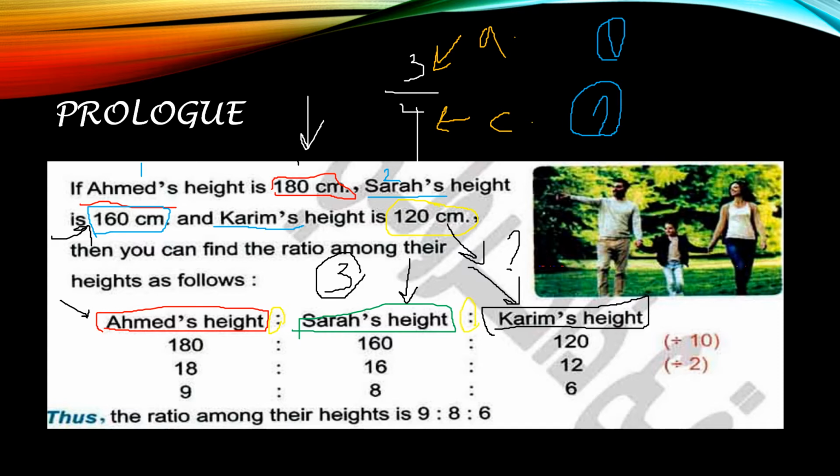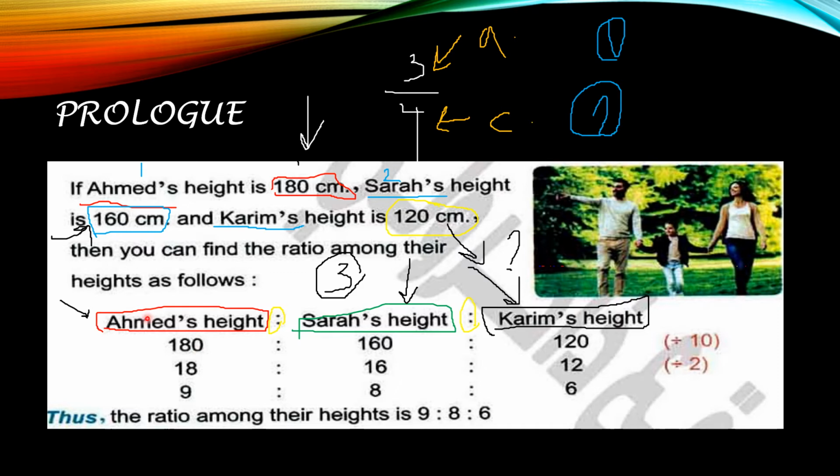So we have the ratio signs. This means Ahmed's height to Sarah's height to Kareem's height, which is the same as Ahmed's height to Kareem's height to Sarah's height, which is also the same as Kareem's height to Sarah's height to Ahmed's height. It doesn't matter what the order is here, because each number belongs to each person and will be under that person's title.